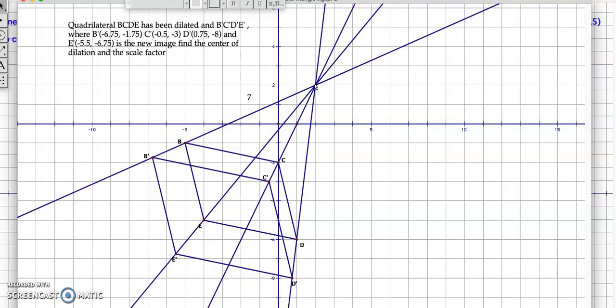So we already know that the center is located at 2 comma 2 because they're all supposed to intersect at the same point. So you'll always know what you've got going on there.